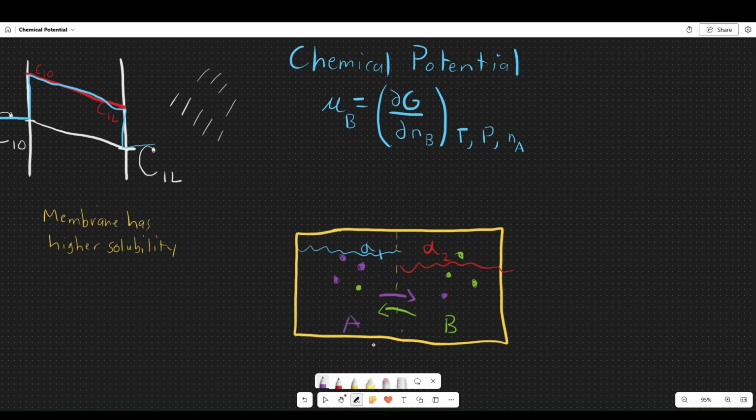So what drives this? Well, the thing that drives it is basically that the chemical potential of A in a certain phase must equal the chemical potential of A in a different phase, right? To write that in math, the chemical potential of A in alpha 1 must equal the chemical potential of A in alpha 2, right? And the same thing for B: the chemical potential of B in alpha 1 must equal the chemical potential of B in alpha 2. This is what determines equilibrium, right?